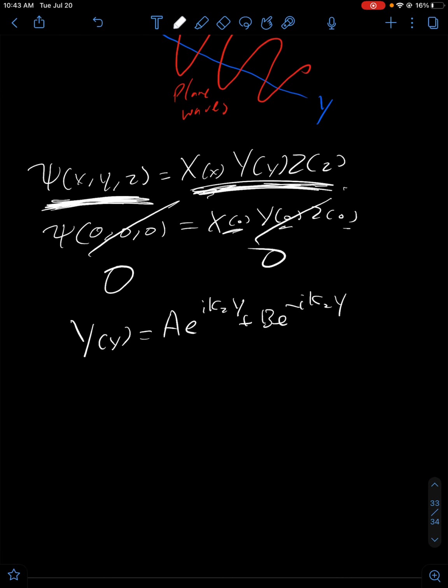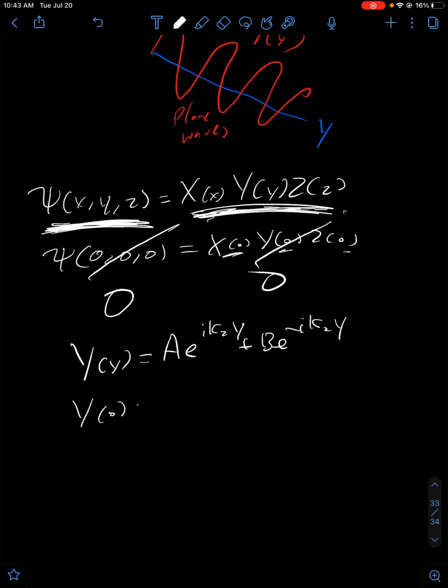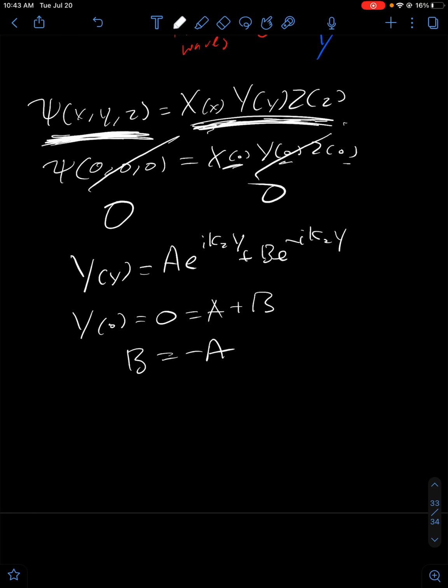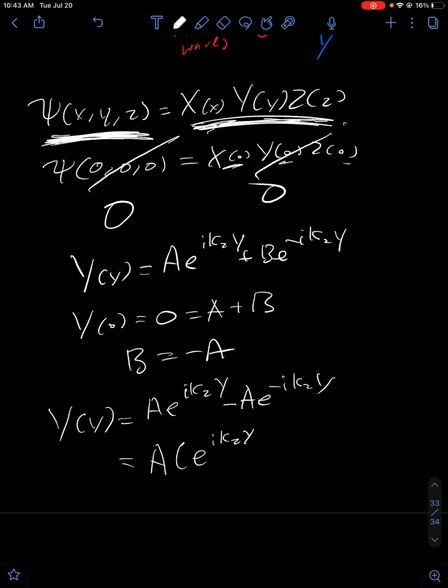So note that y of 0 has to be 0, and this equals a e to the i times 0, which is just a plus b, which means that b equals minus a. So y of y equals a e to the i k2 y minus a e to the minus i k2 y, which equals a times e to the i k2 y minus e to the minus i k2 y.